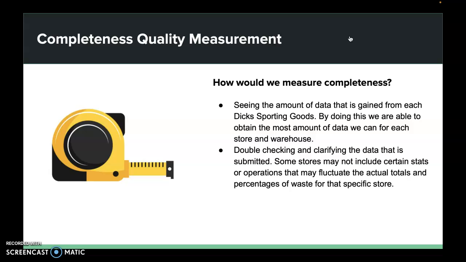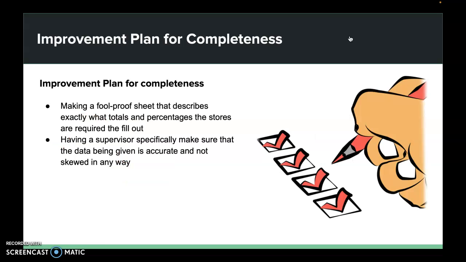Some stores may not include certain stats or operations that may fluctuate the actual totals and percentages of waste for that specific store. So then our improvement plan for this is making a foolproof sheet that describes exactly what totals and percentages the stores are required to fill out, and then having a supervisor specifically make sure that the data being given is accurate and not skewed in any way.